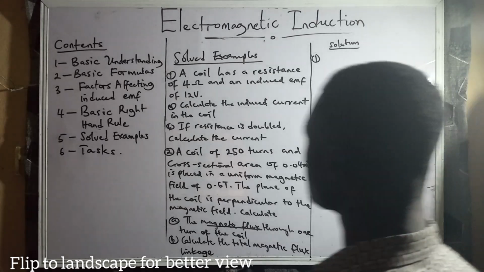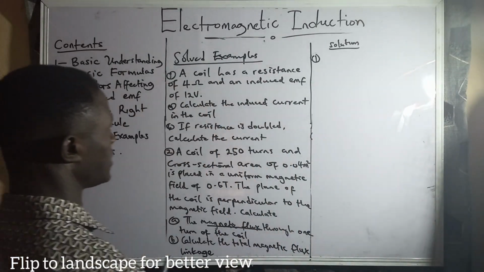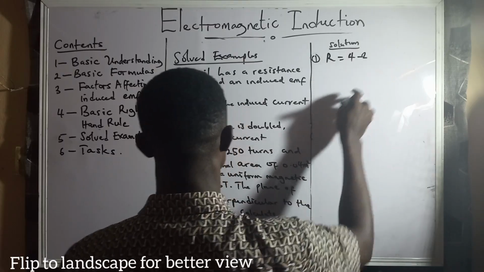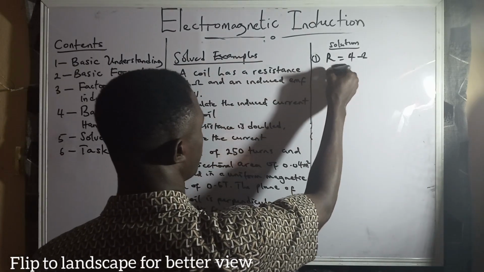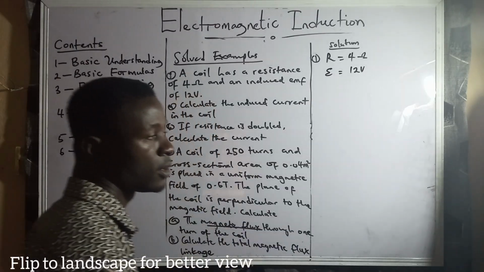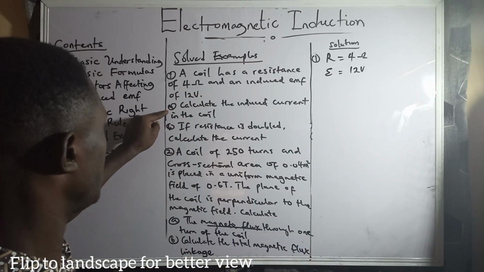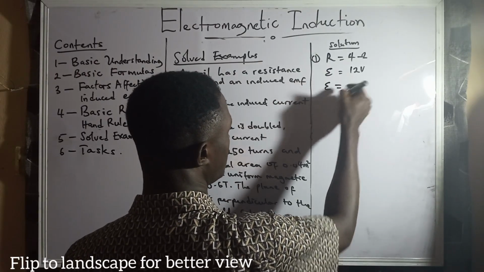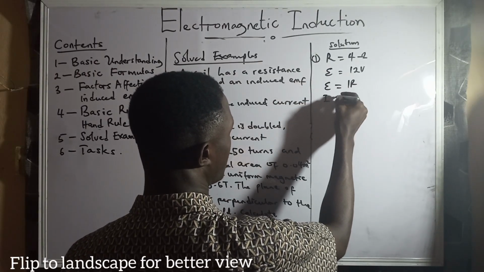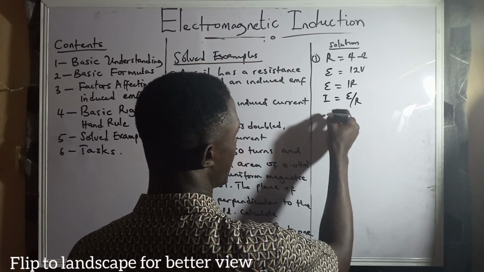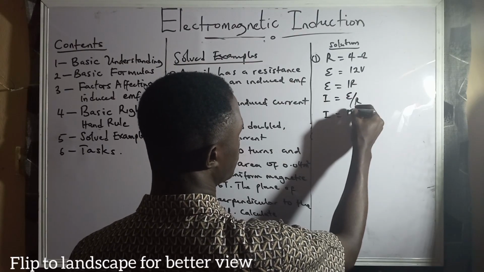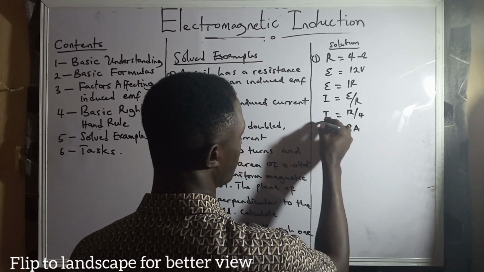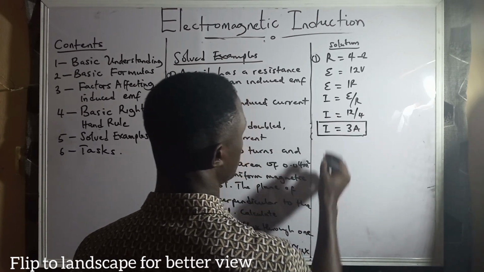Now the first one says we are given resistance. So you write R is equal to 4 ohms. That's your resistance. And induced EMF, E is equal to 12 volts. A says calculate the induced current. So we don't have induced current, but we know that E is equal to IR, and I can make I the subject of the formula as E over R. So I is equal to E, 12, over R, 4. So my current is equal to 3 amperes. So I'm done with the first one.